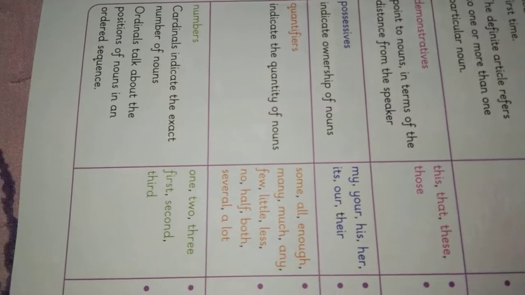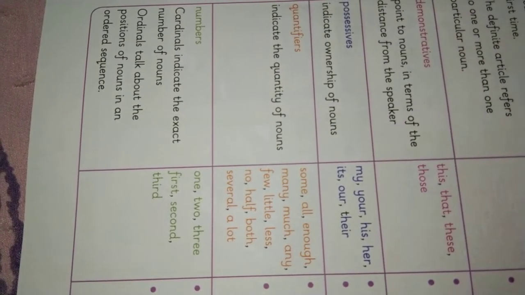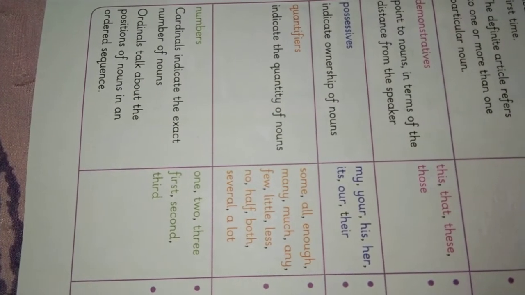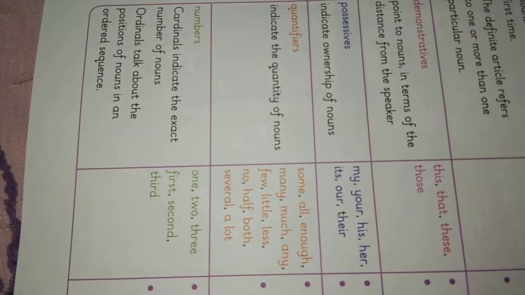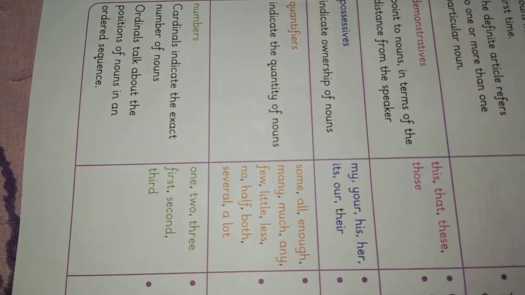So what is the difference between cardinals and ordinals? Cardinals indicate the exact number of nouns; 1, 2, 3, 4 are cardinals. And ordinals talk about the position of nouns in an ordered sequence, that is first, second, third, and so on. Now we see the usage.